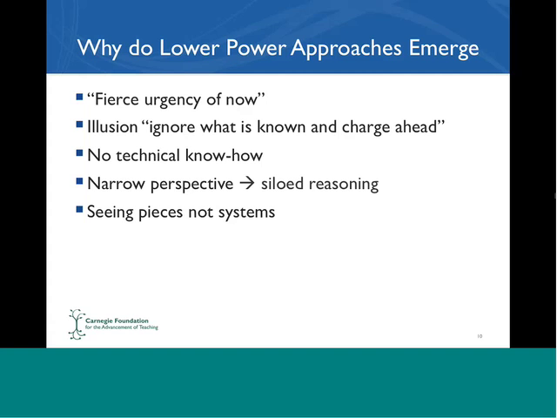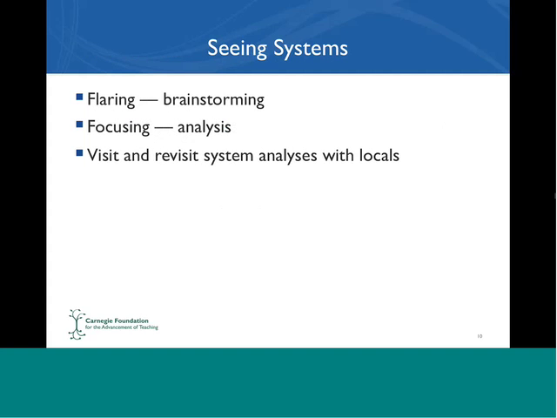And connected to that, you see pieces and not systems. Most of the problems that confront education today in particular are system problems, and we need tools and techniques to see the systems that underlie the problems that we seek to work on. Next slide. So, seeing systems has, at least in our judgment, three important parts.